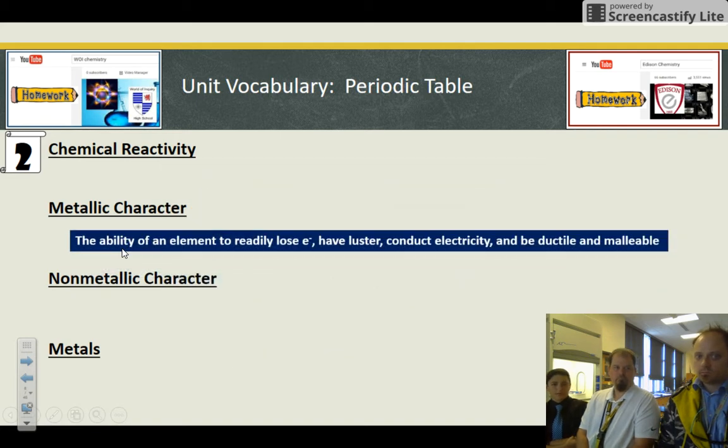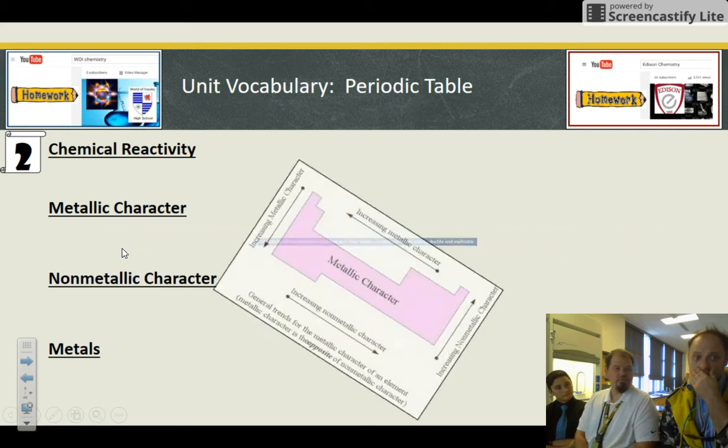Metallic character. How much like a metal is that element? You'll know it's a metal if it wants to lose its electrons. It has luster, conducts electricity, and is also ductile and malleable. Those are four of the major testable words, the characteristics of metals.